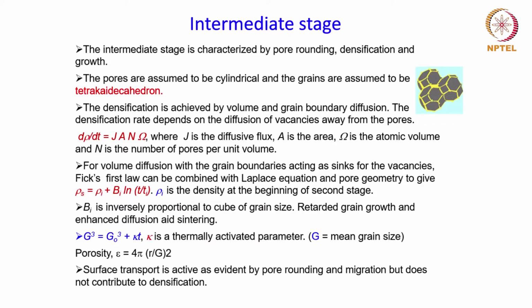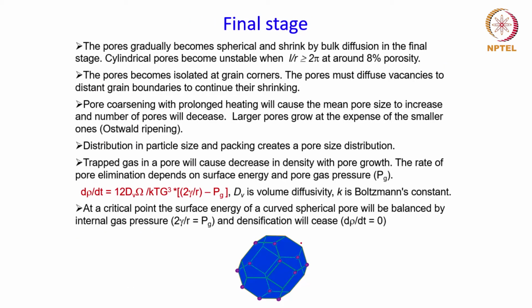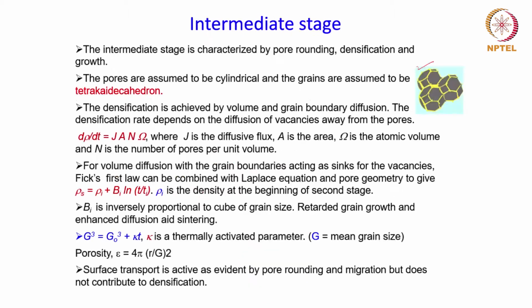So that's the intermediate stage, which is basically characterized by pore rounding, densification and growth. Here the pores are assumed to be cylindrical and the grains are assumed to be tetrakaidecahedron in shape. A tetrakaidecahedron is a polyhedron with 14 faces. This image over here shows how a tetrakaidecahedron appears.